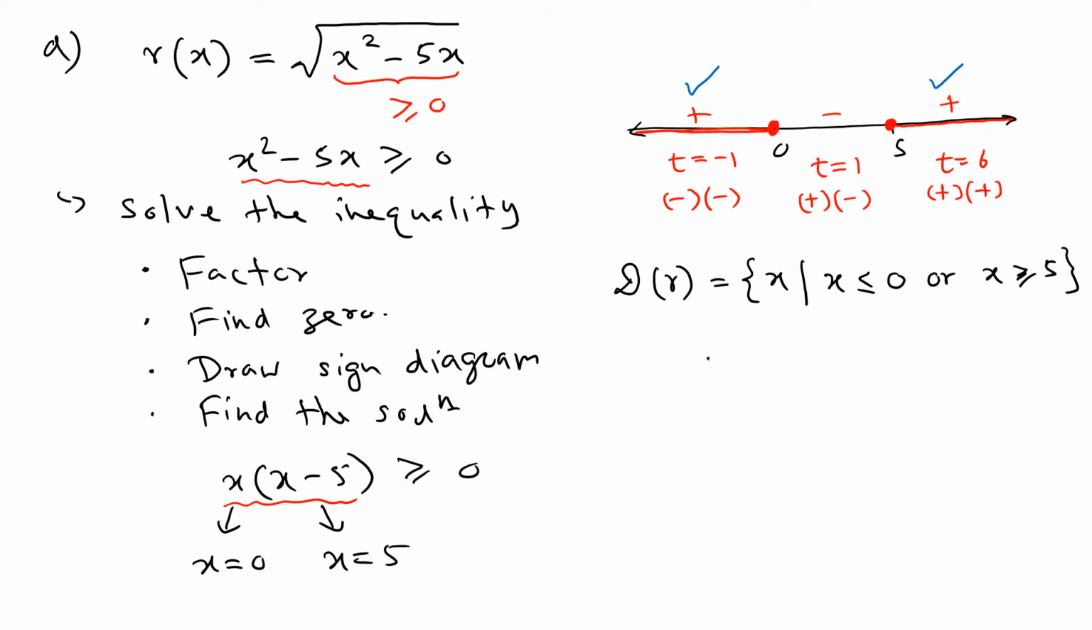And if you want to write this in the interval notation, it's again very easy. Start with negative infinity, go up to 0 and including 0, and put a union, and then start at 5 and go to infinity. So that is the interval. So those are the three ways to write the solution.